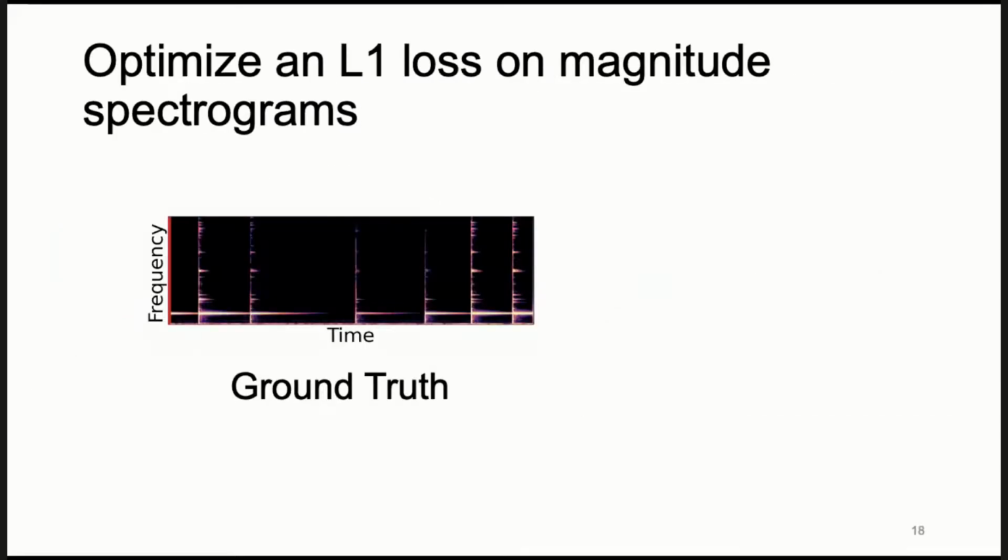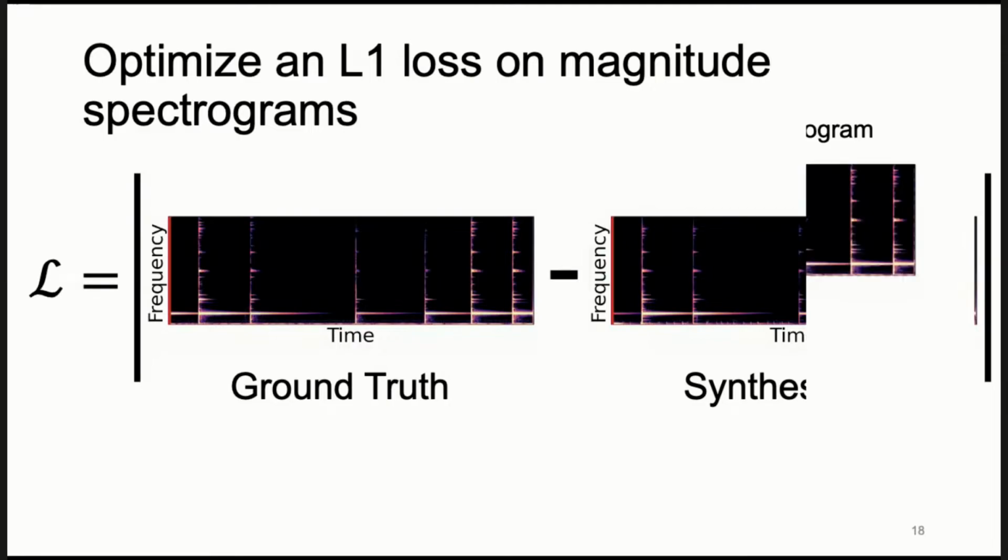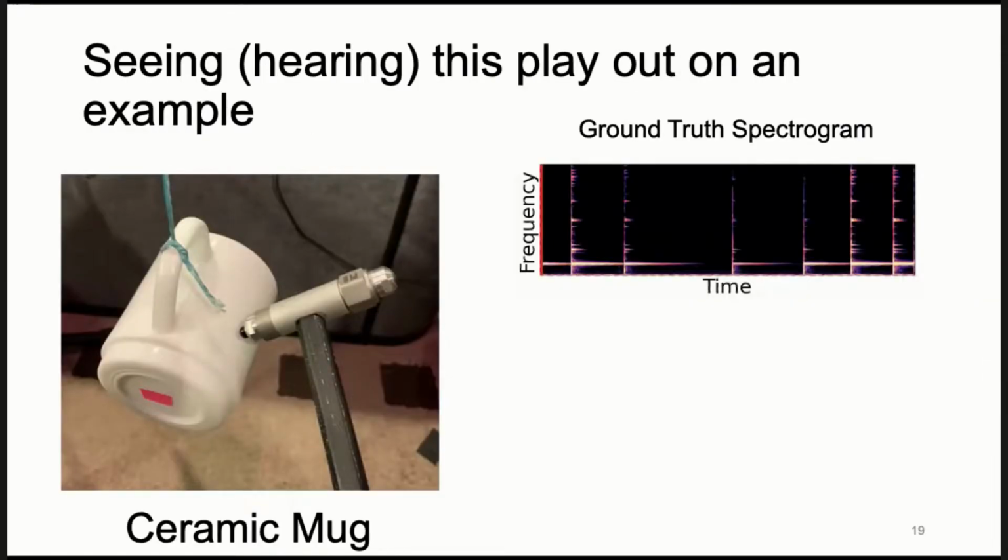For our loss, we compute magnitude and log magnitude spectrograms of the original ground truth audio, and then compute the same for the audio synthesized by our model, and then take the L1 difference between the two. So now let's see how this plays out on an example of a studio recording of striking a ceramic mug multiple times. Here's the original recording.